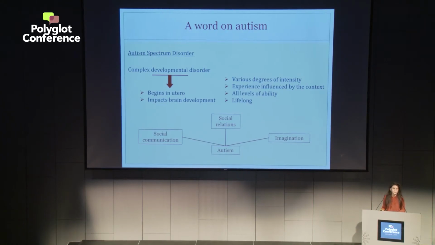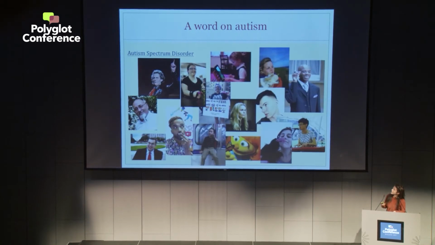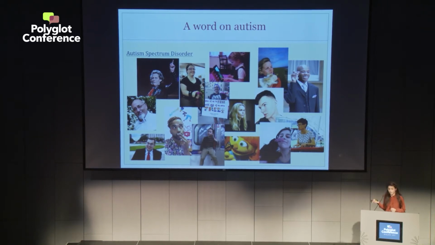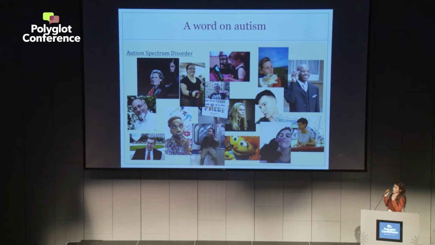Autism can occur with various degrees of intensity, and the autism experience is really influenced by the context and the environment. Also, autism can occur at all levels of ability, and it is a lifelong condition. Often when we picture autism, we think about a white boy under 10, but all these people are people with autism, and as you can see, there is a huge diversity in the autism population. So it has to be taken into account now.